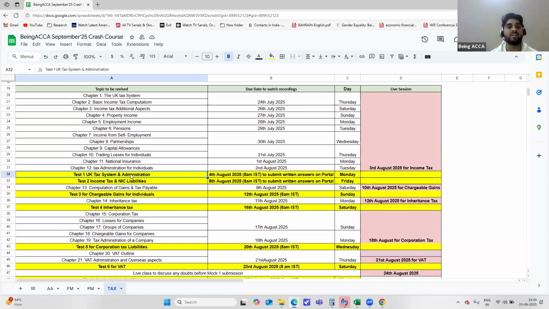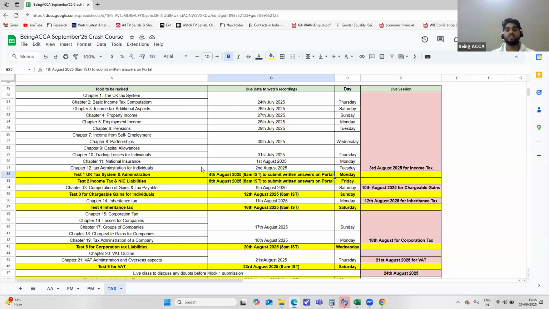Test 1 is on the UK tax system and administration. This will be a completely theoretical test where it will be talking about the UK tax system and all of those, which you'll have to submit by 4th of August by 8 a.m. in the morning. And the next test, you have it on 8th August.